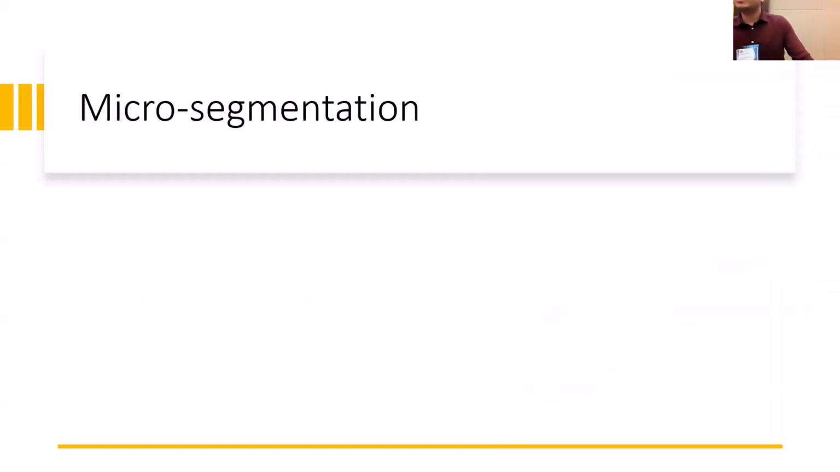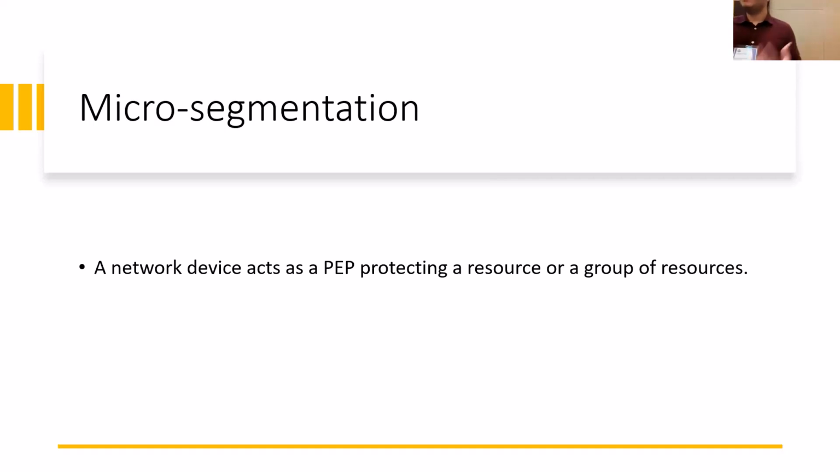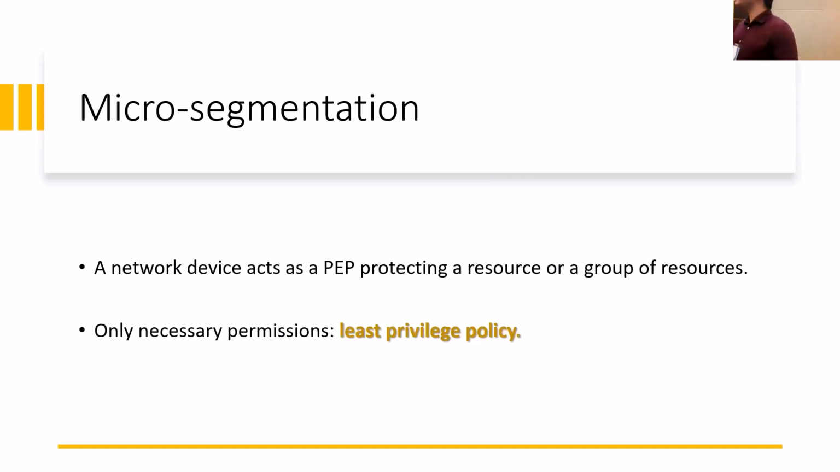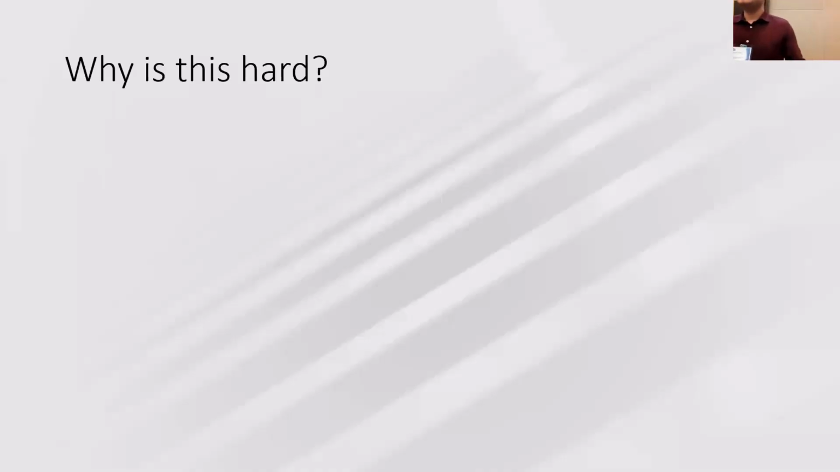One way to support such fine-grained access control is through a technique which we call micro-segmentation, by which a network device, say a gateway or a firewall, acts as a policy enforcement point, protecting a resource or a group of resources. If we can minimize permissions to what is absolutely necessary to ensure normal network operations, we can avoid unnecessary permissions and therefore implement a least privilege policy. But this is more easily said than done.